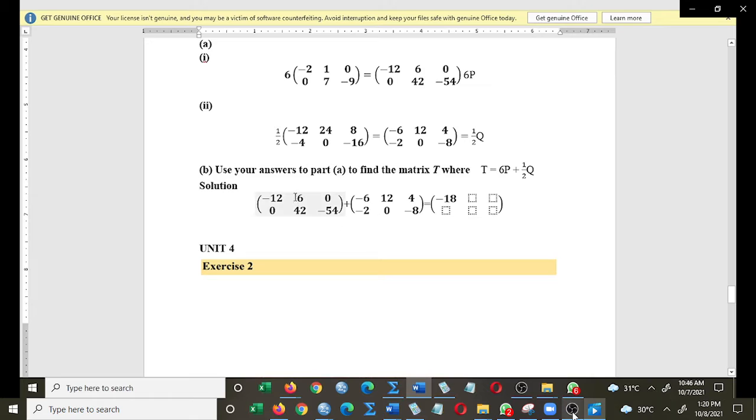Let's continue. 6 plus 12. You see? 6 plus 12 is what? 18. Easy peasy. 0 plus 4 is what? 4. 0 plus a minus 2 is what? Minus 2. 42 plus 0 is what? Where did we get that 42? Oh, we multiply by 6, that's why. Minus 54.